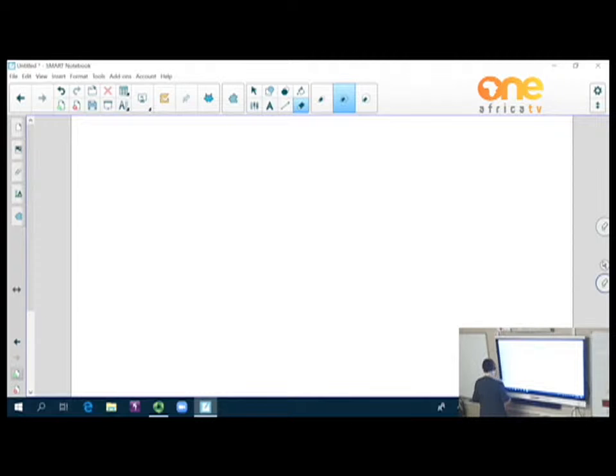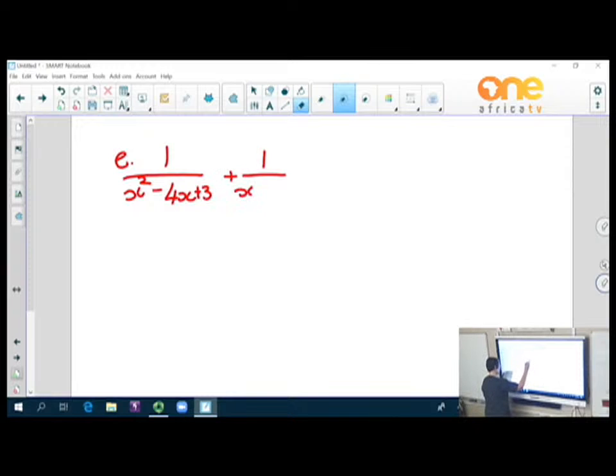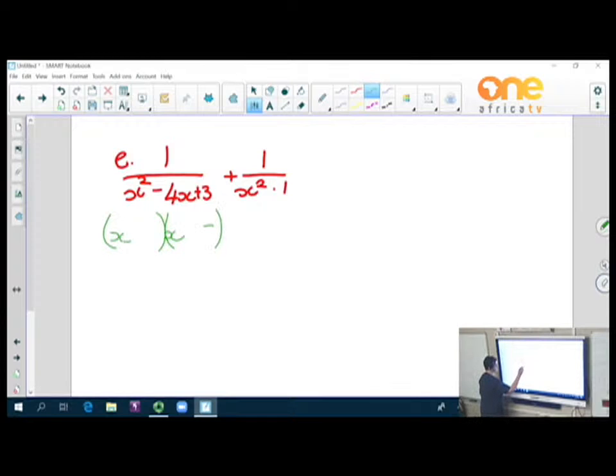Right, question E. 1 over x squared minus 4x plus 3, this is a trinomial, plus 1 over x squared minus 1. I need to factorize. This is a trinomial, brackets, brackets, x and x, the factors of 3 is 3 and 1, signs are equal, both will be negative. This is the difference between squares, which means it's x minus 1, x plus 1.